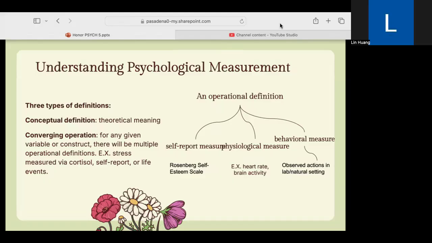And under the operational definition, when researchers use multiple operational definitions for any given variable or construct, that is called converging operations, such as when researchers are measuring stress level among participants, they can use self-report or cortisol or life events to reflect the stress levels of each one.